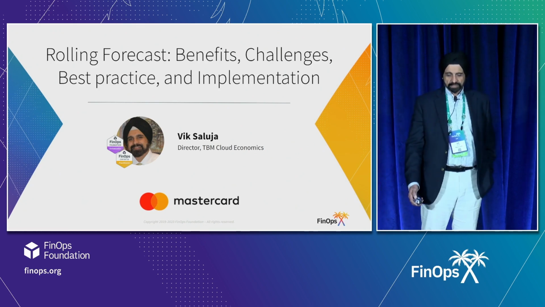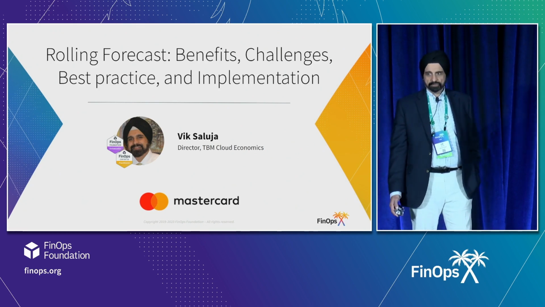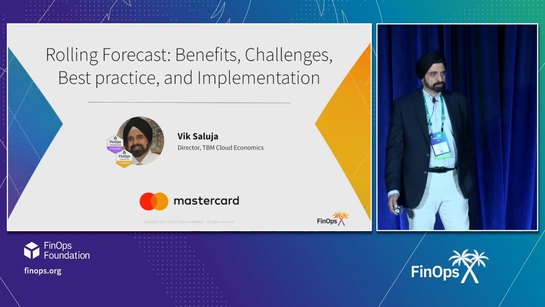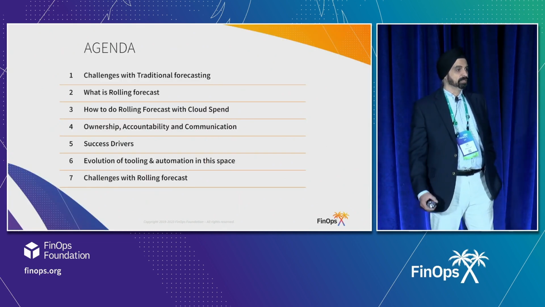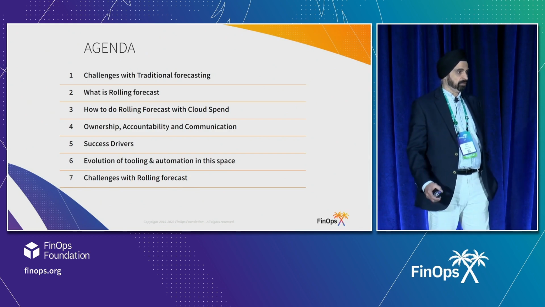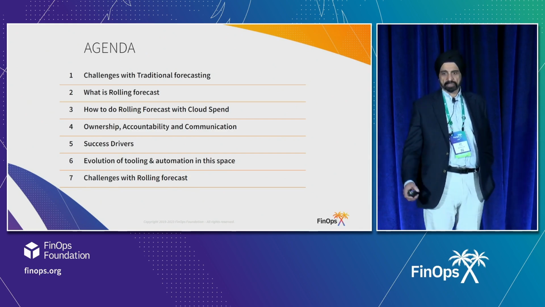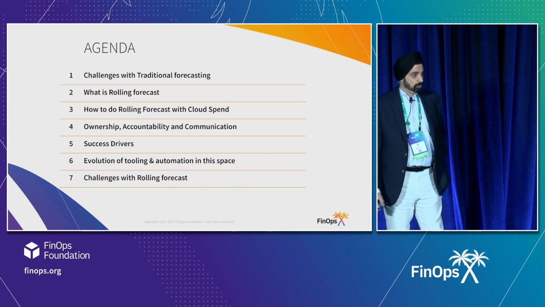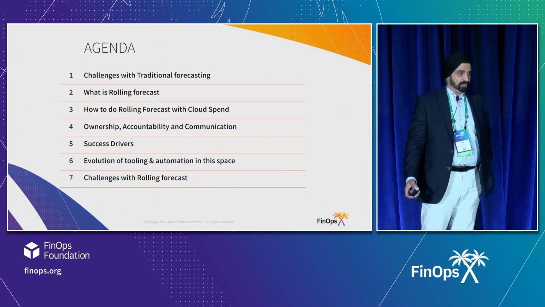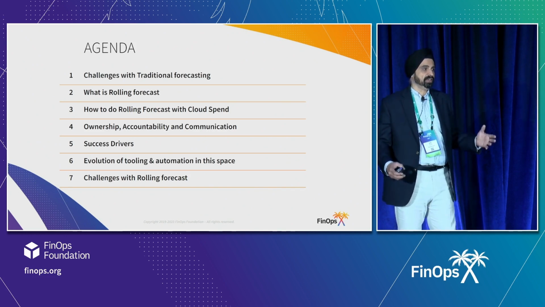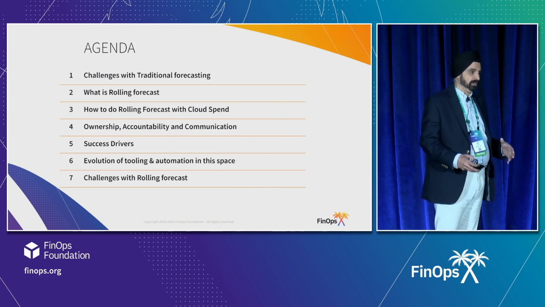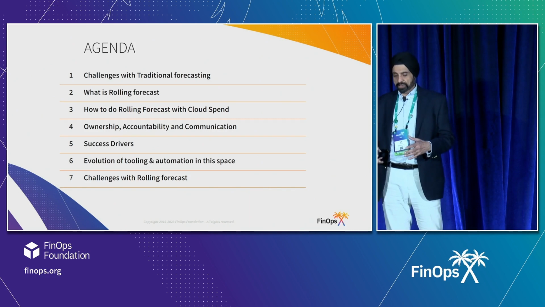All right. So today, I'll be talking about rolling forecast, right? Primarily, our agenda topics are going to be: what are we doing today in our regular traditional forecasting, what the companies are doing today? What does rolling forecast mean, right? How can we combine that? Rolling forecast is used everywhere, not just cloud, right? How can you combine that with cloud spend?